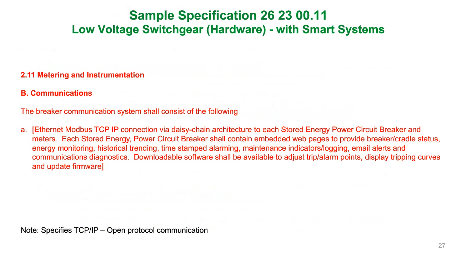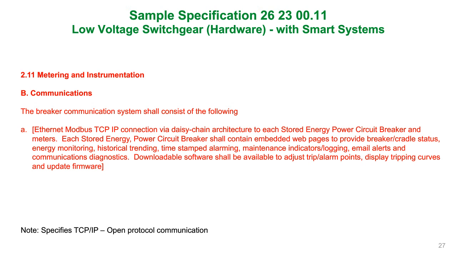Now here are a couple of examples of specifications that are in existence today. One of these is for low voltage switchgear, which is hardware, with smart systems communications capabilities. I just cut out the communications portion of this, but it lets you see this integrated specification that brings together both the hardware or the equipment as well as that communications piece. If you look in here, there are things like Modbus TCP called out, Ethernet of course, historical trending, alarming, maintenance indicators, email alerts, all those sorts of things that come together in a communicating system.